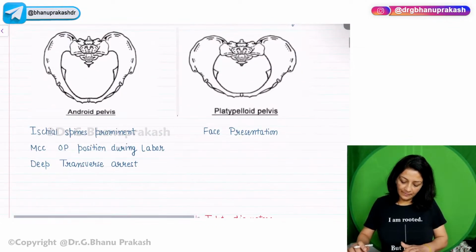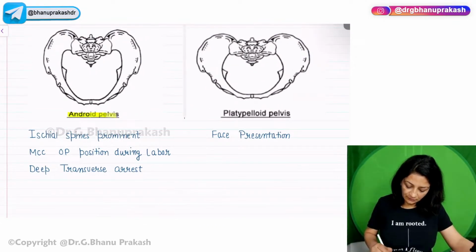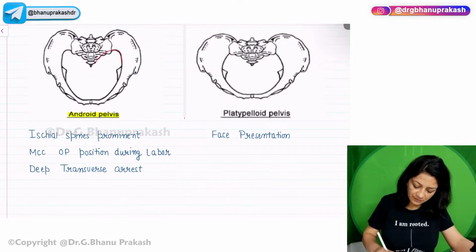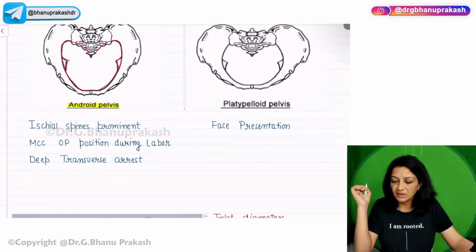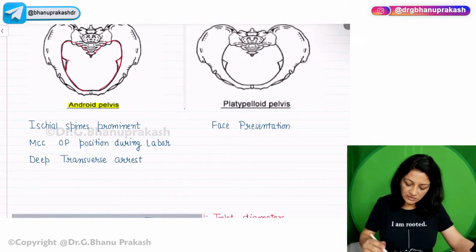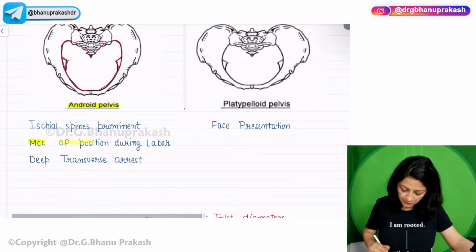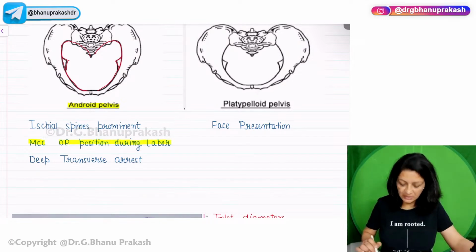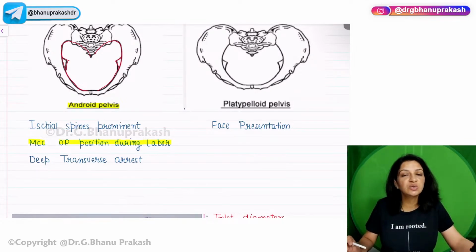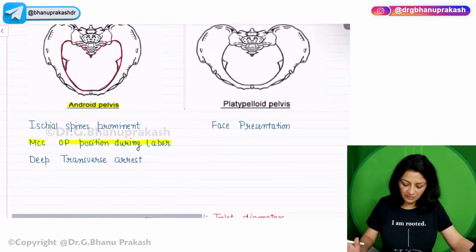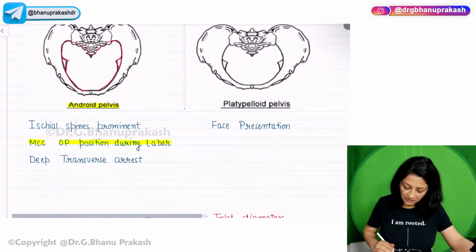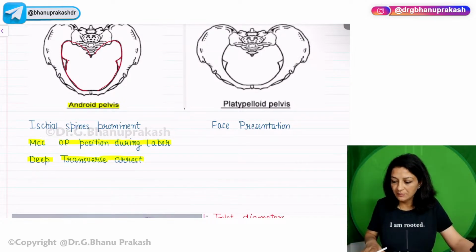Next one, android pelvis. How will the inlet be? Heart shaped inlet with prominent ischial spines. This is the most common cause of occipito-posterior position during labor. If the question asks the most common occipito-posterior position during labor is seen in, then the answer will be android pelvis. And deep transverse arrest is seen in android pelvis.